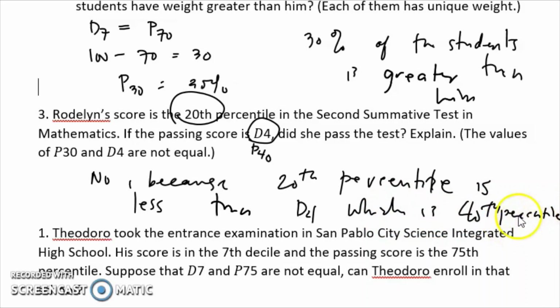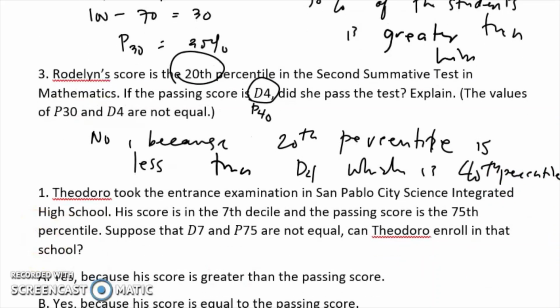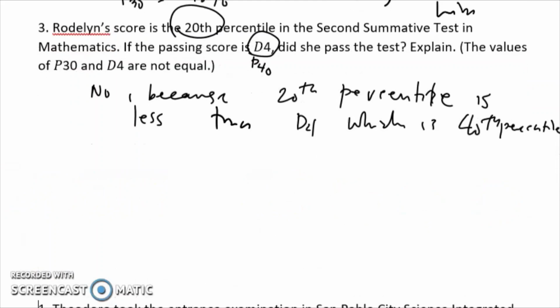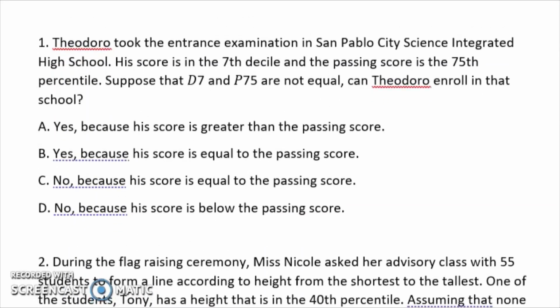O yan, tindihin na lang yung calligraphy ni ma'am ha. Okay, now for the assessment part, ito yun, yung assessment part natin. Teodoro took the entrance examination in San Pablo City Science Integrated High School. His score is 75th percentile. Okay? Or 7th decile. Ano naman nakikita ko?